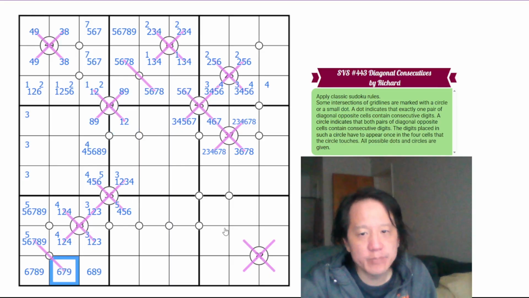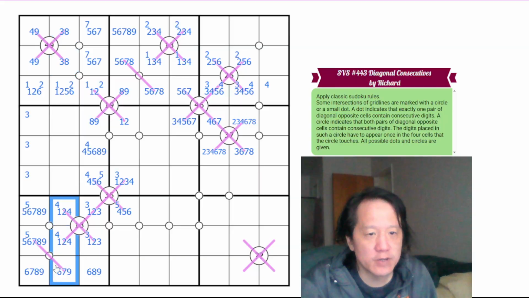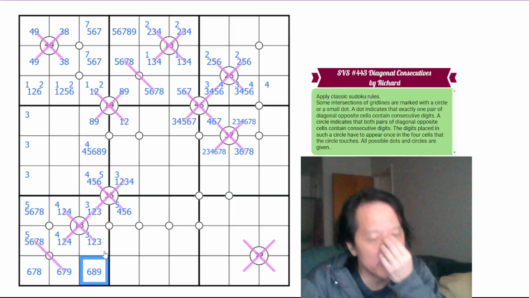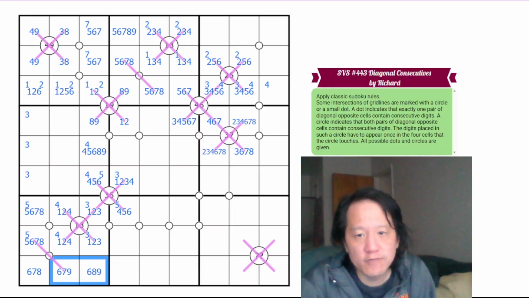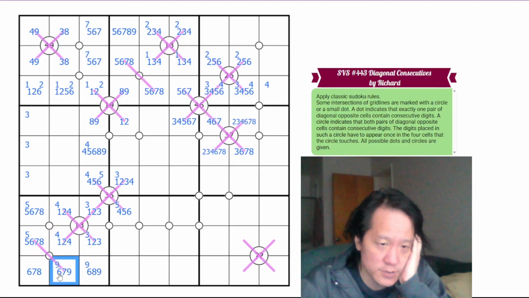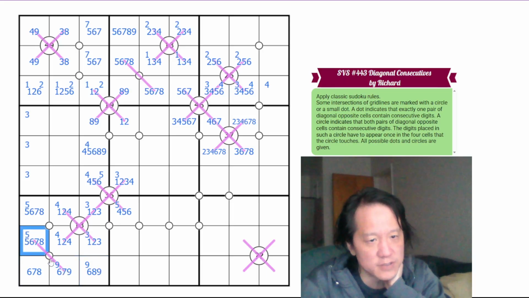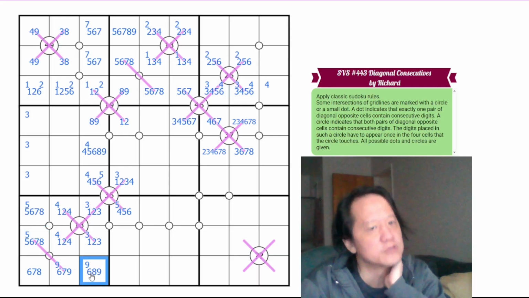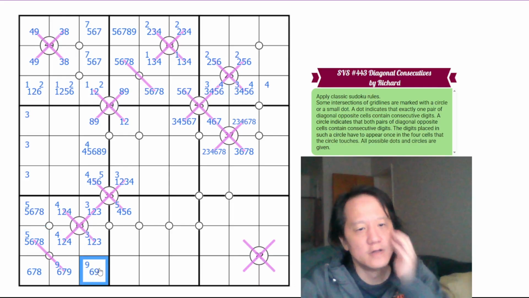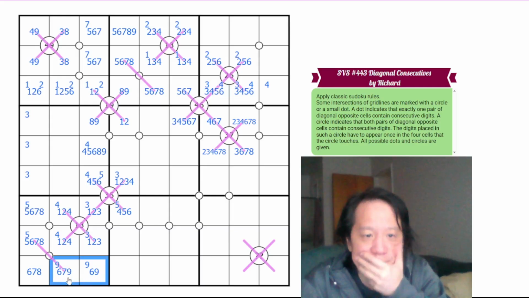So this cannot be 8 because of the 3-8 pair in the column. This can't be 9. So we have a guaranteed 9 in one of these two cells. This can never be 8 here, because if this were 8, the problem is 9 would be here and would have to be consecutive with another digit, which the 8 is already here, so that's not allowed. So we're guaranteed 9 is here.